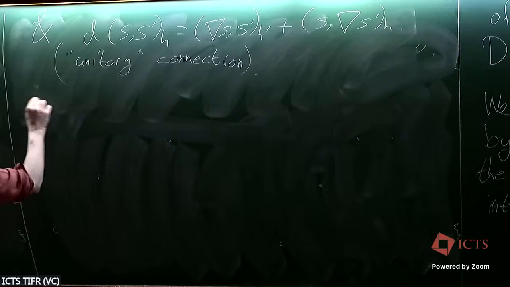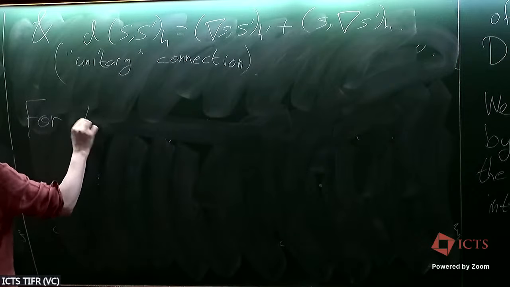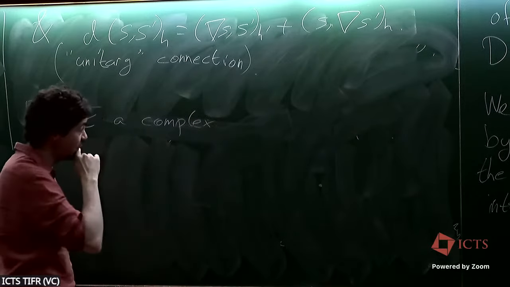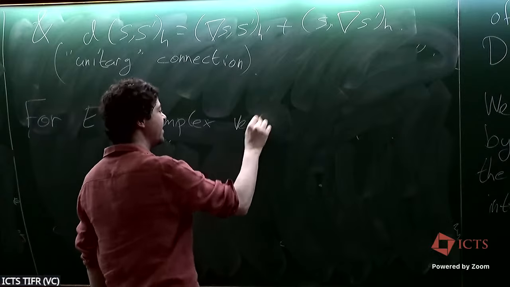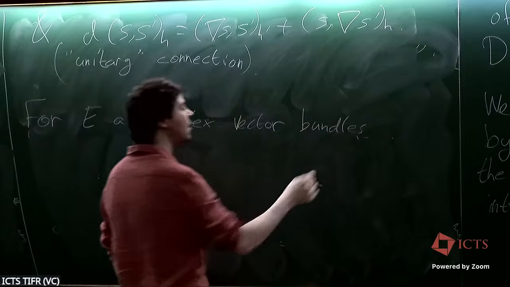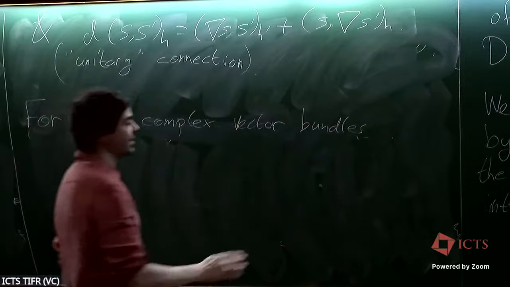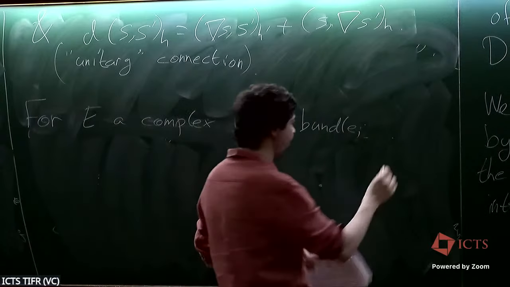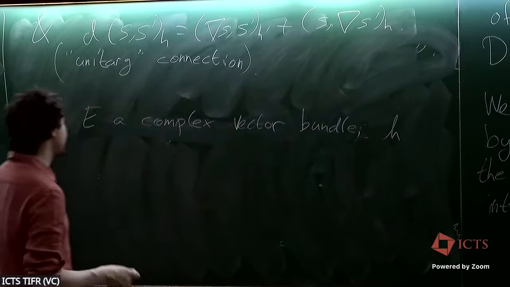And conversely, for E a complex vector bundle, which means that I do not require the transition functions to be holomorphic, but it has fibers that are complex vector spaces, I can still make sense of a Hermitian metric.